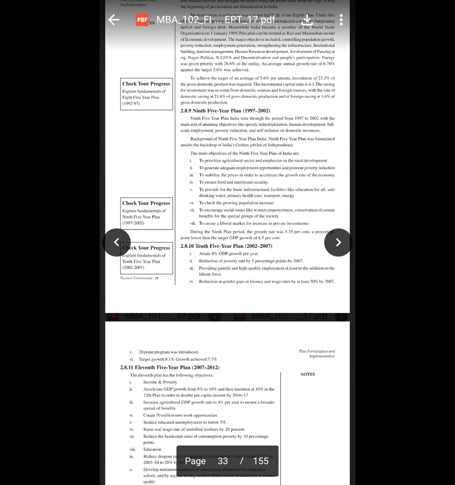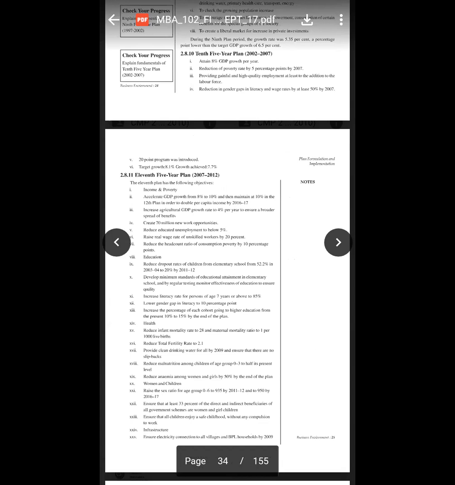Now the 11th 5-year plan. In the 11th 5-year plan, they have given more focus to many areas such as income and poverty, right? They have given a focus on poverty reduction, right? Accelerate GDP growth from 8% to 10% and maintain it at 10% in the 12th plan in order to double per capita income by 2016 to 2017. Increase agriculture GDP growth rate to 4% per year to ensure broader spread of benefits. Create 70 million new work opportunities. 70 million. Okay. Reduce educated unemployment to below 5%. Okay, so this is also an important factor.